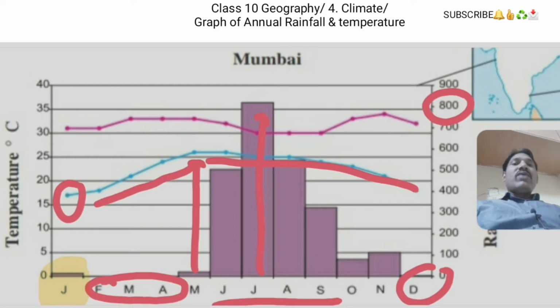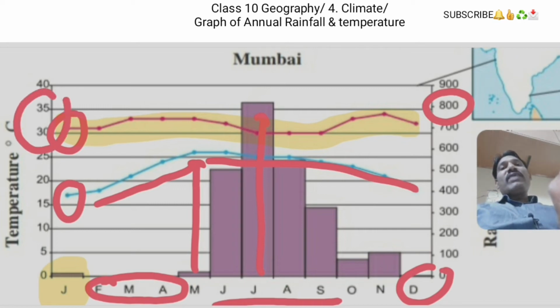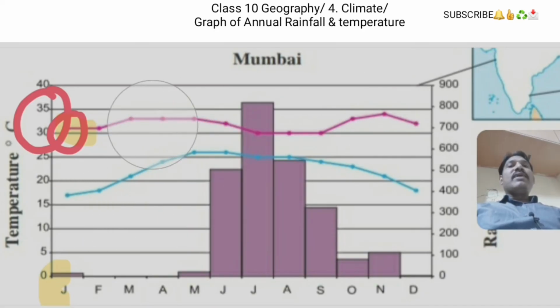Okay student, now let's try to understand the highest temperature in Mumbai. Now here we can see in the month of January it is between 30 to 35 degrees centigrade. Here we can see consistency in all the months, 30 to 35 degrees centigrade temperature in Mumbai. Okay students, have you understood? So this is about the rainfall and the temperature of Mumbai city.